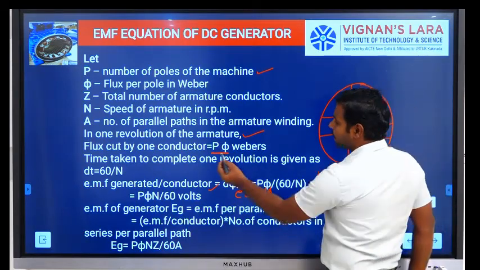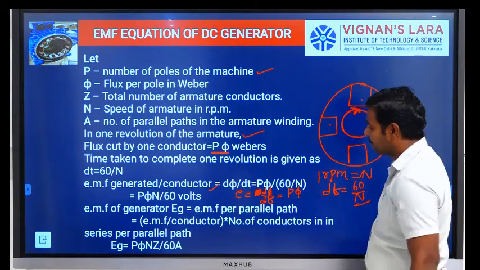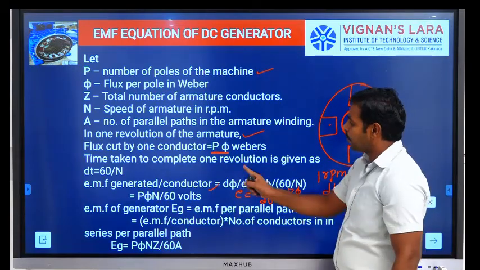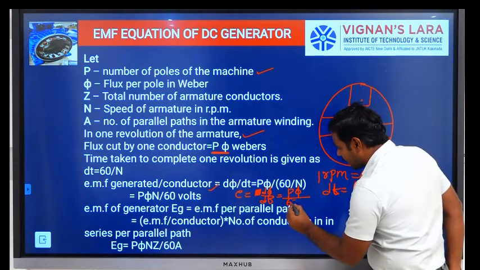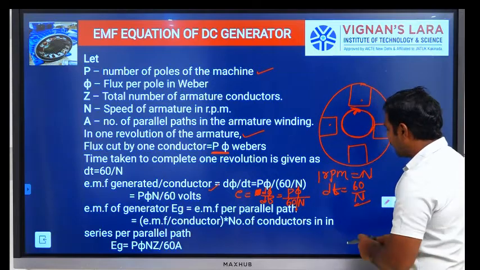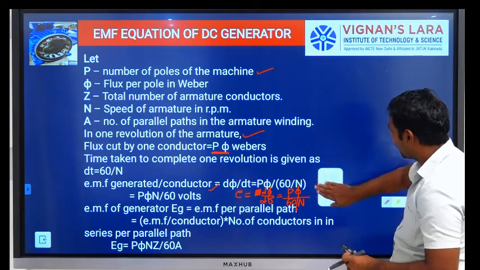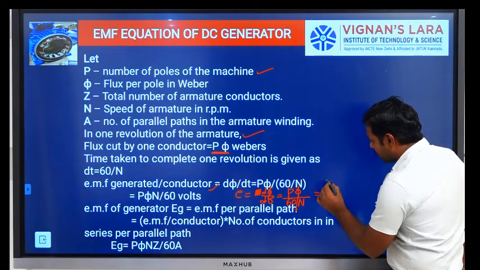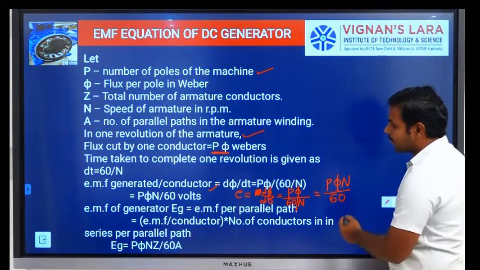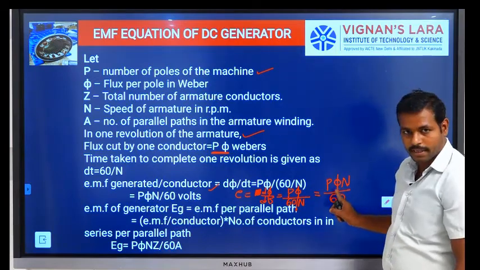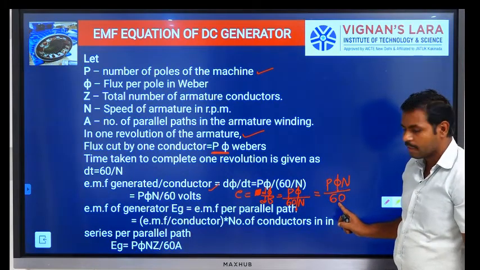The change in flux d phi for completing one revolution is equal to P into phi, divided by the time taken to complete one revolution. So dt is equal to 60 divided by N. Which is equal to P into phi into N divided by 60. So this is the EMF generated per conductor: P into phi into N divided by 60.